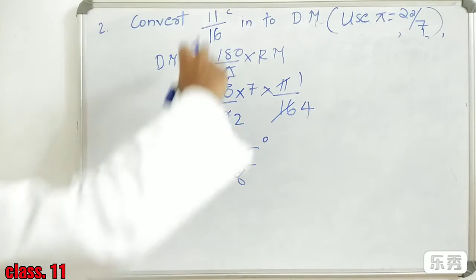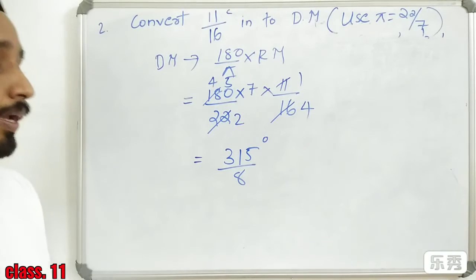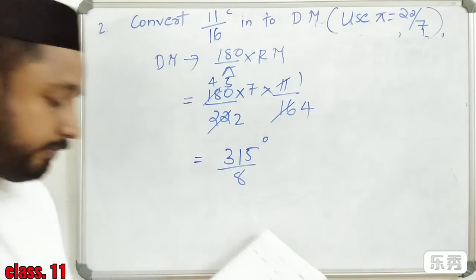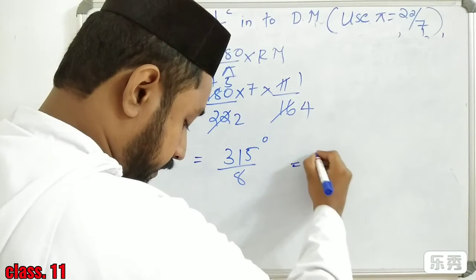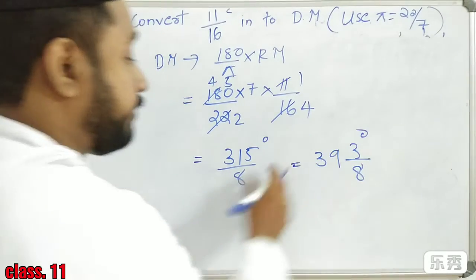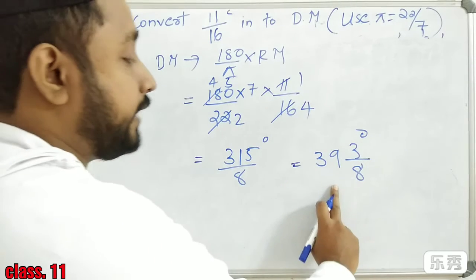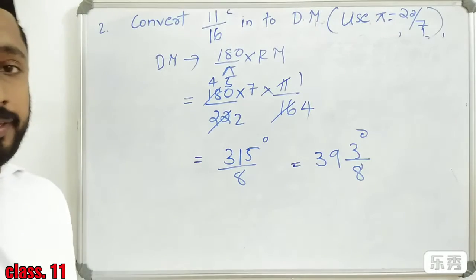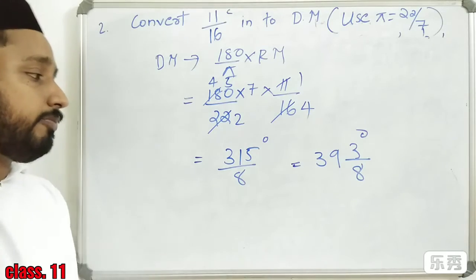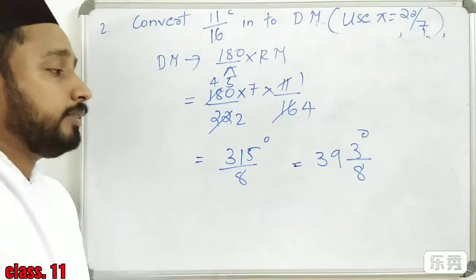So we are going to change 11 by 16 radian into 315 by 8 degree. 315 by 8 degree means when we divide, we will get 39 3 by 8 degree. When you calculate 315 by 8, you will get 39 3 by 8 degree.